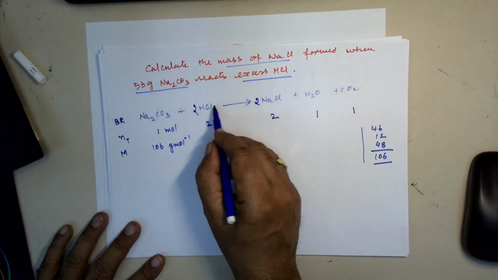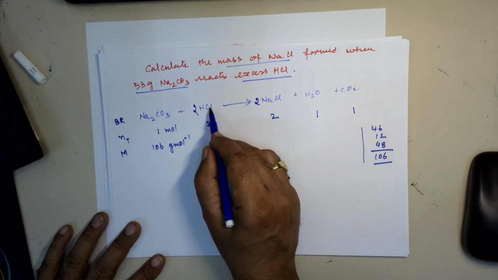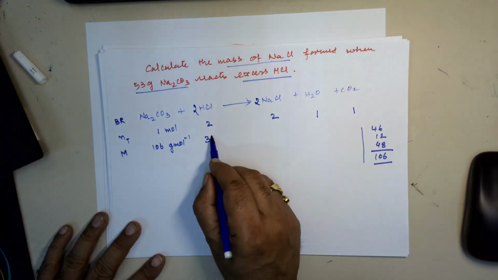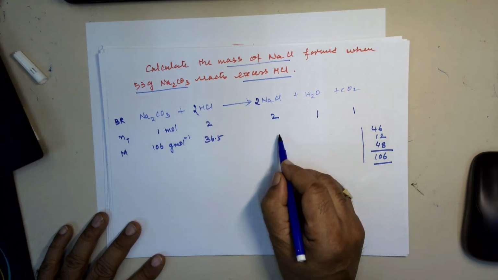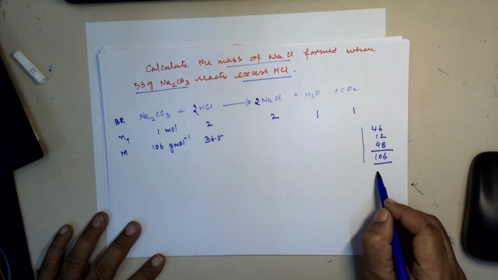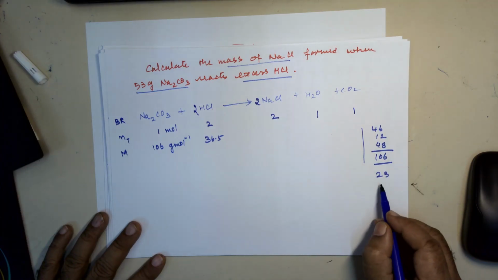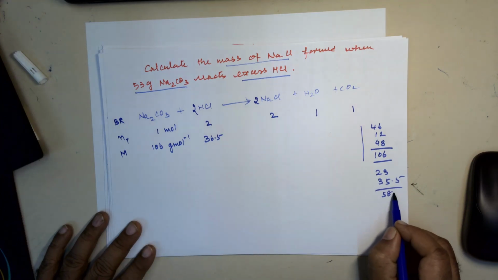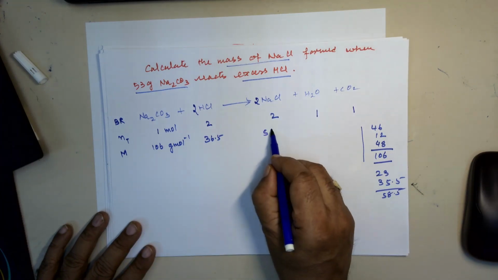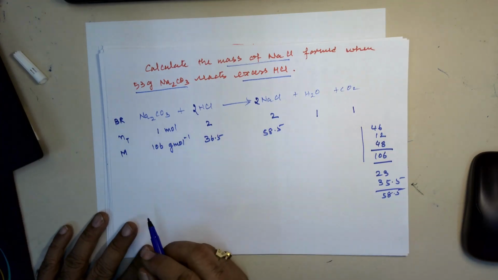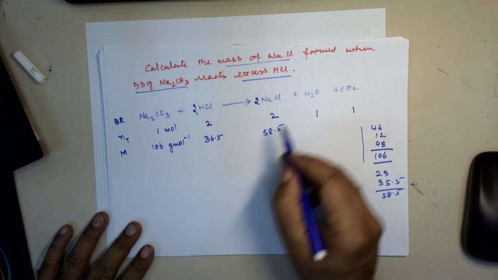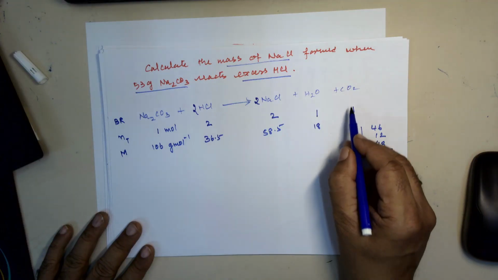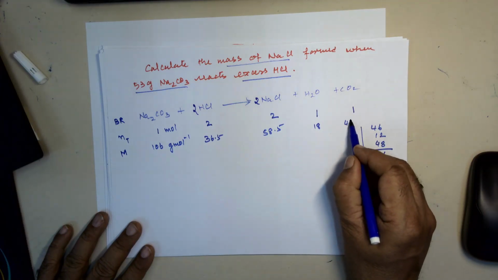Okay. Then what about chlorine? Chlorine is 35.5 plus 1, 36.5. And what about sodium chloride? Sodium 23, chlorine 35.5. Okay. So that is 58.5. So 58.5 is the molar mass of sodium chloride. And water 16 plus 2, 18 gram per mole. Carbon dioxide 12 plus 32, 44 gram.